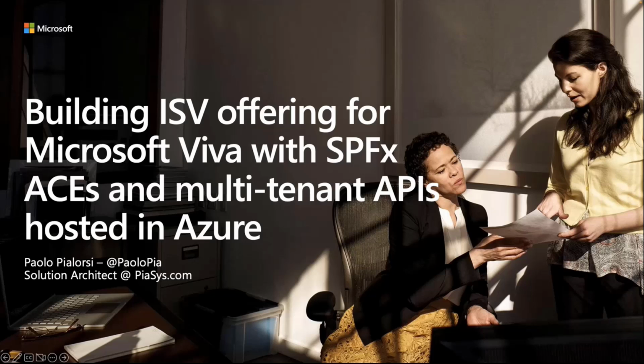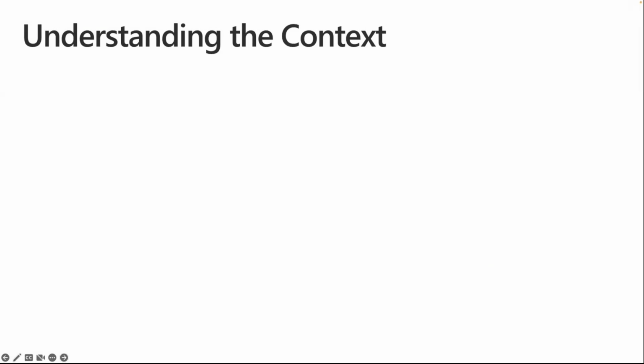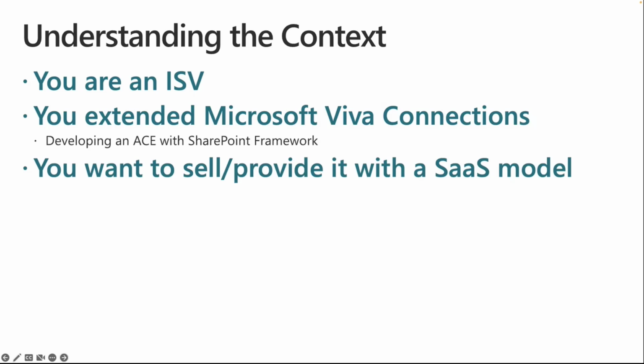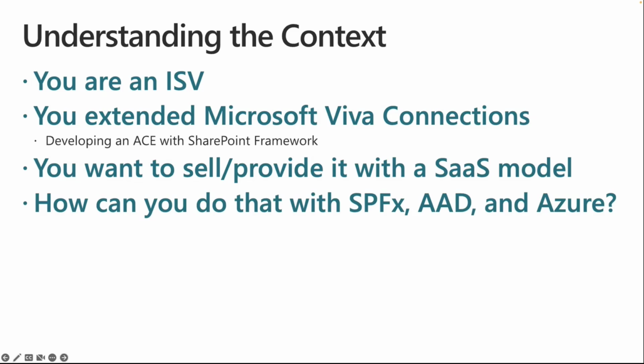First of all, let me try to set the context. Let's assume that you are an ISV and you want to build a solution, which might be an extension of Viva Connections, so an adaptive card extension built with SharePoint Framework. But what I'm going to talk about applies completely also to a SharePoint Framework web part. And let's say that you want to sell or provide your solution as a software as a service model. You will have to register an application in Azure Active Directory. You will need to do proper hosting on Azure and stuff like that.